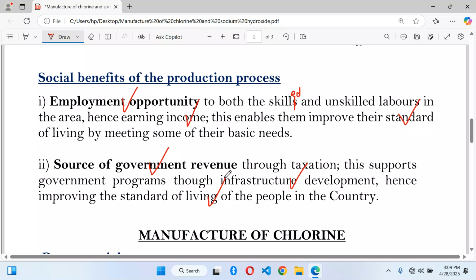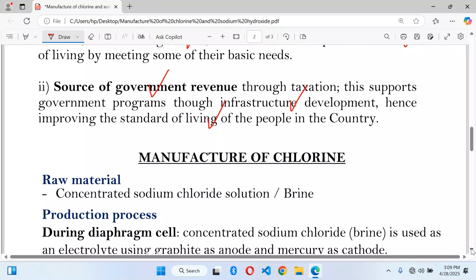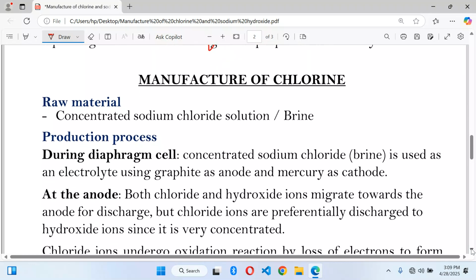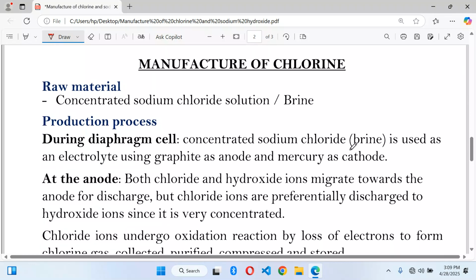Let's dive very fast to our last, which is the manufacture of chlorine. So manufacture of chlorine gas. The raw material is the same. What differs between sodium hydroxide and chlorine is where the ions in the solution are deposited or where they move to. Let's dive into manufacture of chlorine.